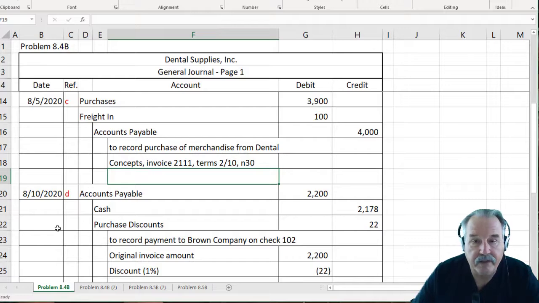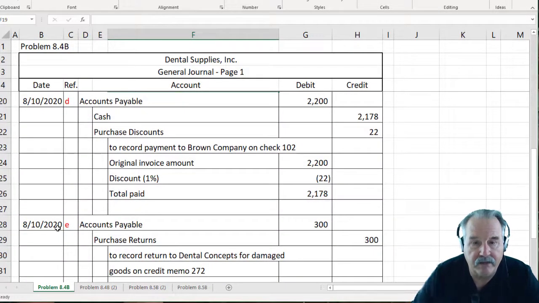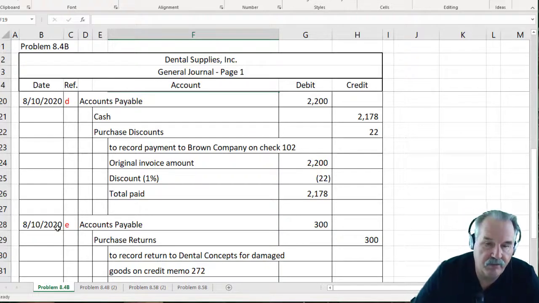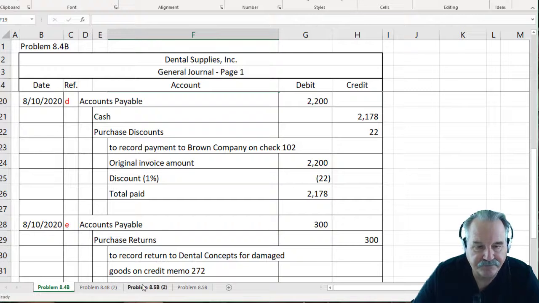Transaction D, we made a payment. In this case, we took a discount of 1%. Our terms on that original invoice for Brown Company was 1/10 net 30. So we took a 1% discount. Our merchandise was $2,200. 1% of that is $22. We're sending them a check for $2,178.